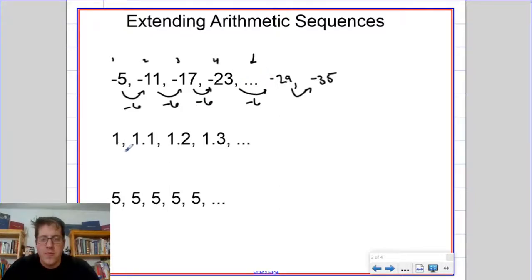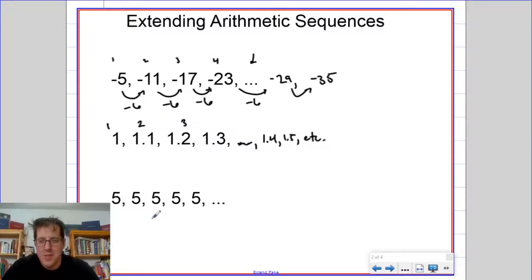So for some things it can be really simple. 1, 1.1, 1.2, 1.3, 1.4, 1.5, etc. I think you could probably guess what the 5th, 8th, 9th term of this sequence is, except you have to remember that this is the first term and that this is the second term and this is the third term. So if I asked you for the 9th term, it would actually be 1.8, not 1.9. That's something you've got to pay careful attention to.